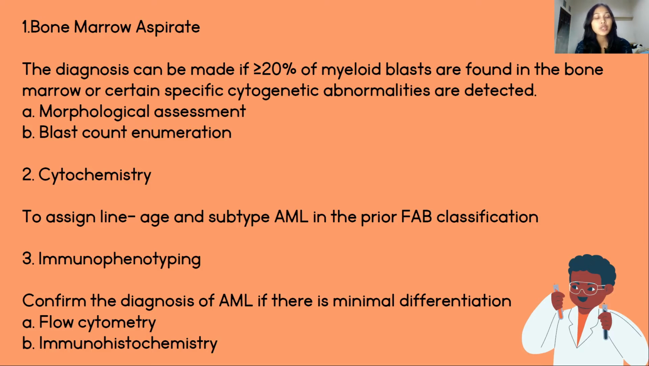It helps us to confirm the diagnosis of AML if there is minimal differentiation. The first one is flow cytometry. It helps us to assess the percentage of bone marrow involvement. And the second one is immunohistochemistry. It helps us to assess the blast cell count if the bone marrow aspirate is inadequate.